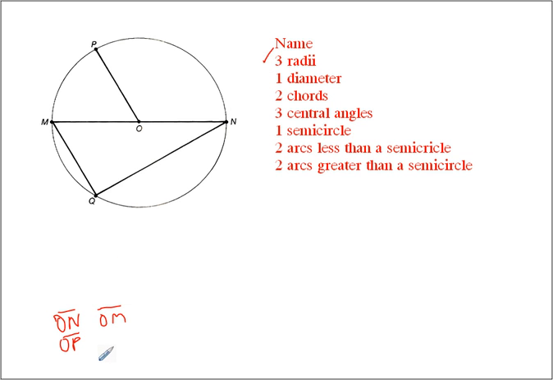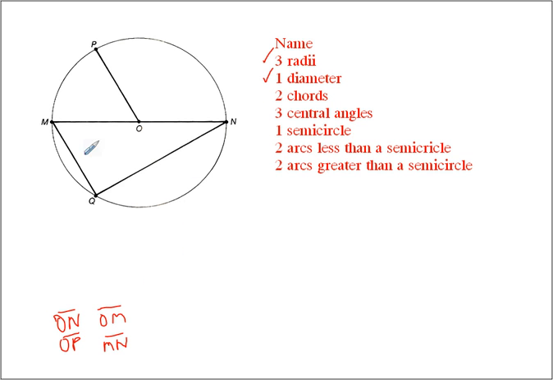One diameter. That's going to be M, N. Try to keep it to 2 letters. M-O-N. Well, it seems we should just use as few points as we need to. So M-O-N, yeah, you could write it that way, but that's not the general way it's done.